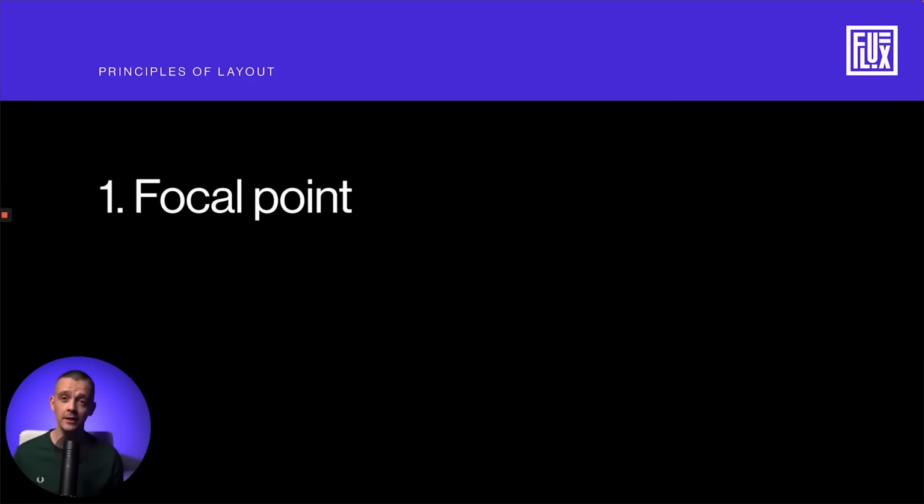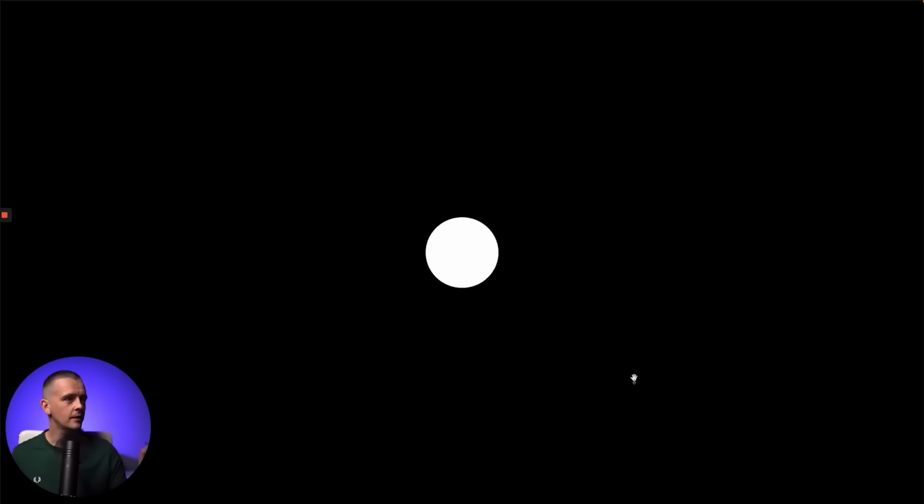Number 1 is focal point, and this is the center of interest, not necessarily the center of the layout, and this is the location to which your eye is drawn. So, for example, here we have a white circle and it's right in the center of the layout, but if we move this to the side, it's still the focal point.